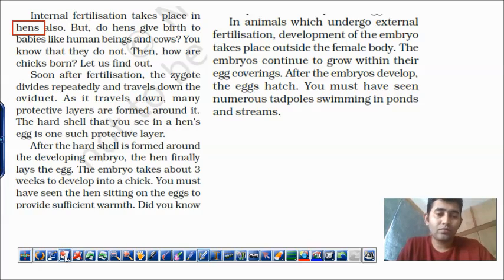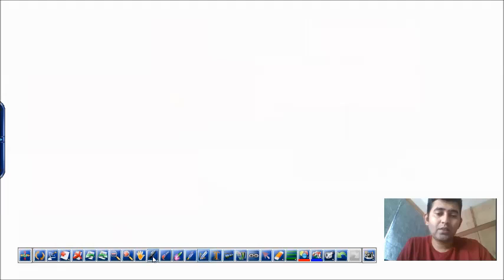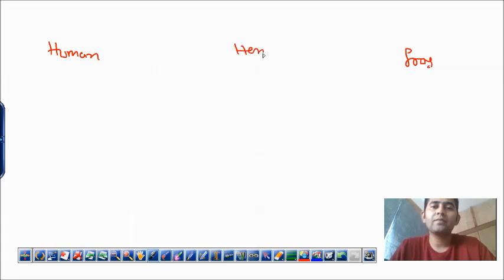So, in the universe of reproduction, I think we have three categories now, which you must understand. एक तरफ है ह्यूमन, दूसरी तरफ है फ्रॉग और बीच में है hen. Human has internal fertilization. Hen also has internal fertilization, but frogs have external fertilization.